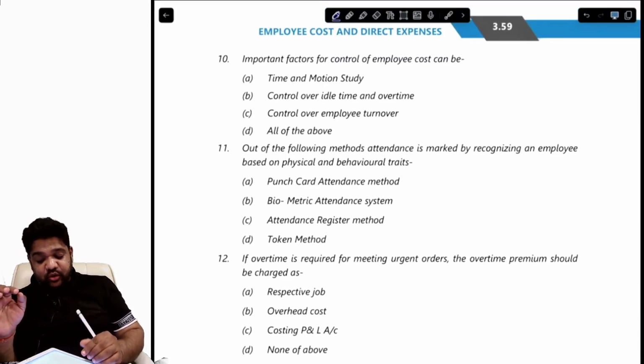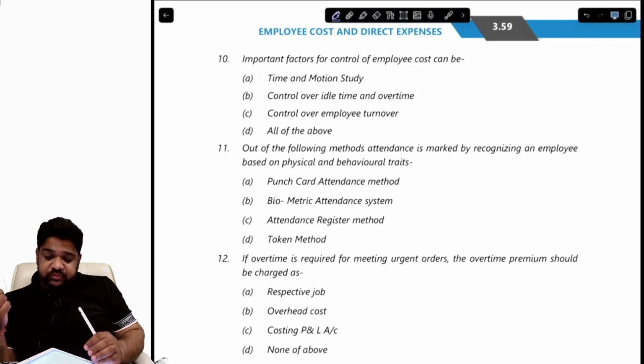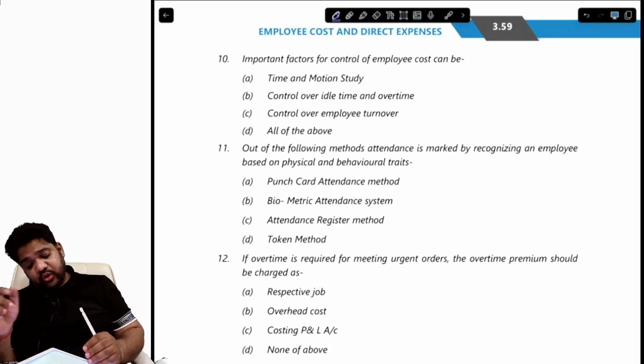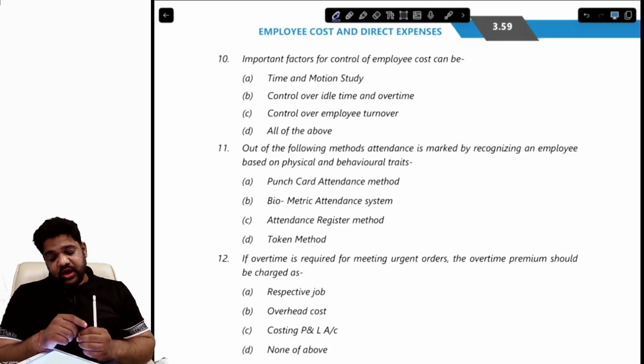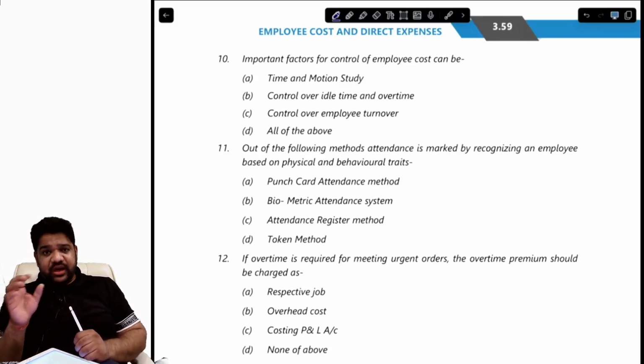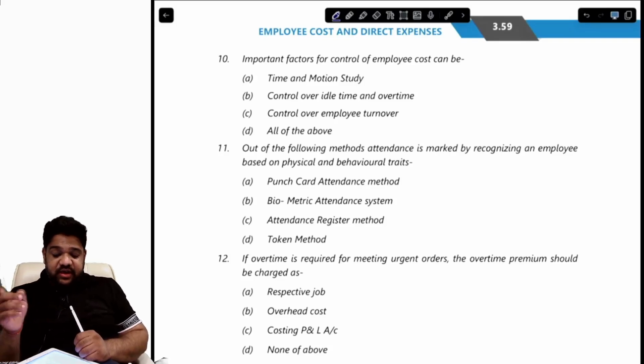Important factors for control of employee costs can be time and motion study, control over idle time and overtime, control over employee turnover, all of the above. Employee cost means if you want to control labor cost, you should have time and motion studies so that they are not putting in a lot of idle time and you are efficient. Then control over idle time and overtime, again, same thing.